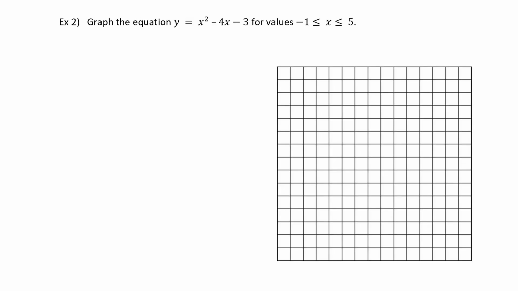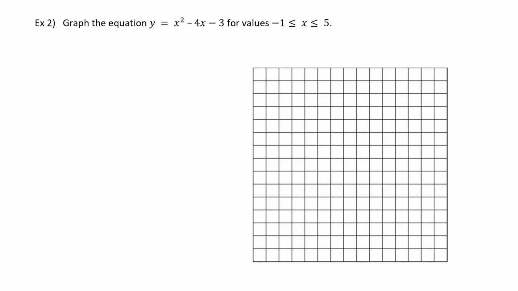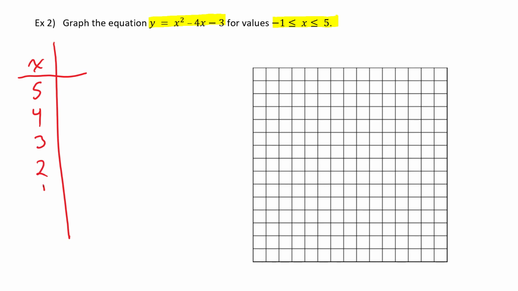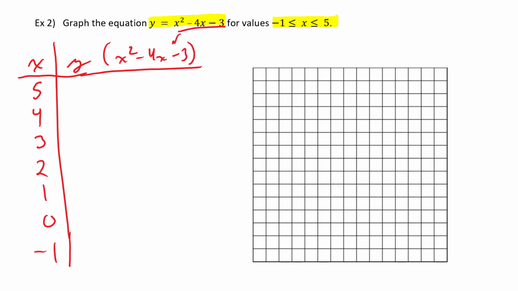I'd like you to try example 2 on your own. Look at this now. Is this going to be a straight line? It will not be. To get you started, make a table of values between -1 and +5. Let me start you off. 5, 4, 3, 2, 1, 0, -1. Your y values, this will be x squared minus 4x minus 3, because that's what y is equal to.